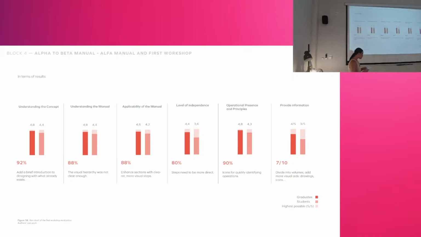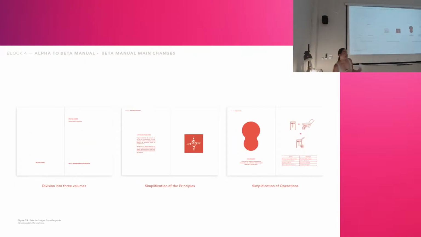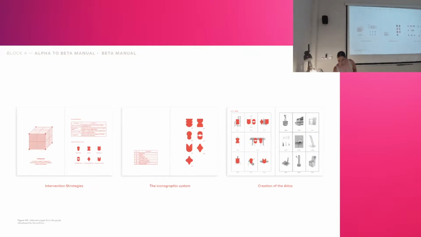But we have some areas of improvement. The text density was too long, the visual heritage, and the steps needed to be clearer. In conclusion, we need a manual more autonomous, more visual, and easier to consult. Here, the main changes appear. We decided to divide the system into 3 volumes. We simplified the operations and the principles, and we added the intervention strategies, the iconographic system, and the creation of the atlas as a visual tool. In conclusion, we passed from an experimental and analytic manual to a clearer, more operational one that is easier to consult.